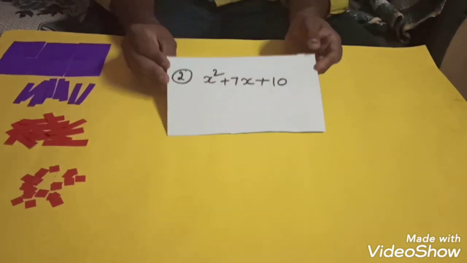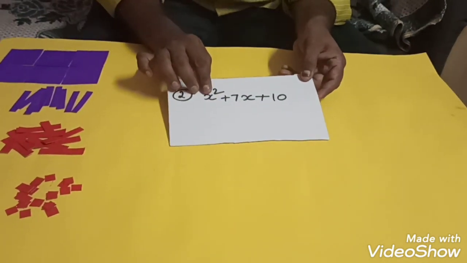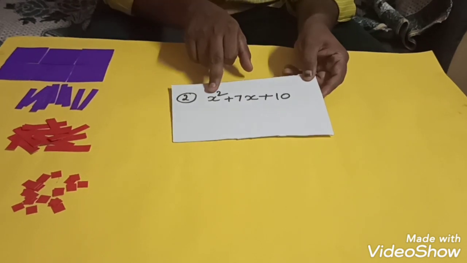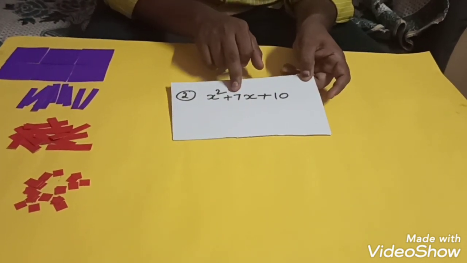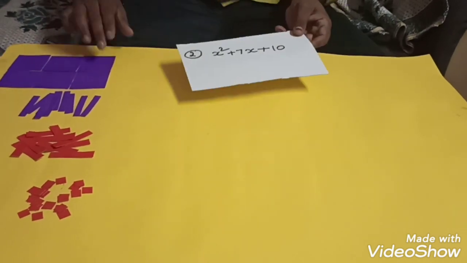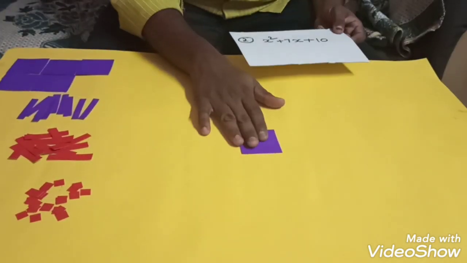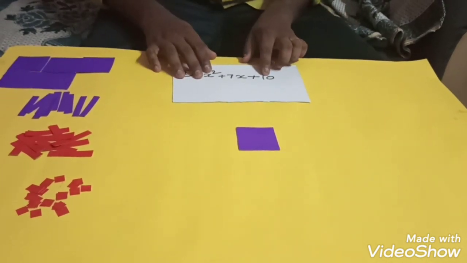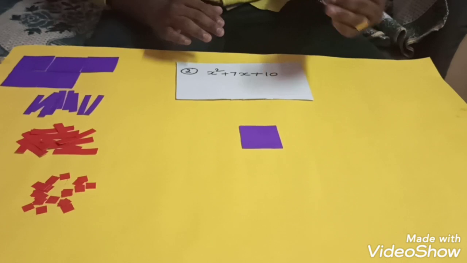Okay, second question, x square plus 7x plus 10. Here there is only one x square, we need 7 x tiles, and the unit 10, all are positive, so I have to take 1 x square and then 7x. Before that I have to arrange these tiles into 5 and 2, whatever it is.